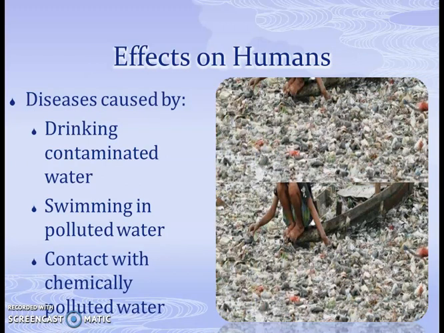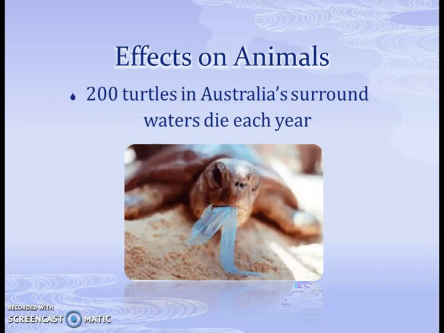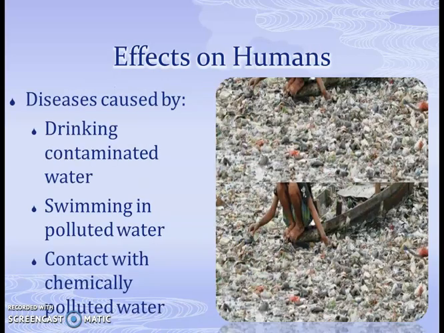If we talk about its effects on the human body, polluted water can cause many diseases. For example, drinking polluted or contaminated water, or swimming in polluted water, or contact with chemically polluted water, can result in many diseases. It can cause diarrhea, it can cause typhoid, and there are many other waterborne diseases which can result from drinking or using contaminated or polluted water.